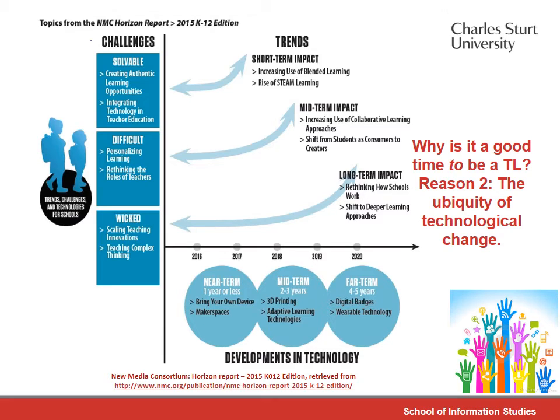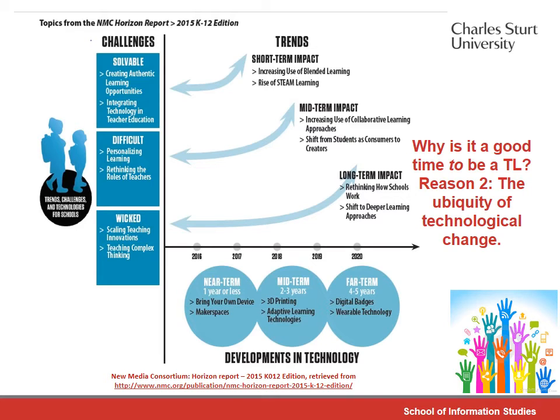This is another reason why it's a good time to be a teacher librarian. You know, I was saying there were two really good reasons. The first one was the prevalence of inquiry skills, and reason two is the ubiquity of technological change. Ubiquity is a big word, it just means it's everywhere, but it sounds good. It provides another pressing reason why now is a great time to be a TL, because TLs can develop expertise in the uses of technology to support the curriculum and lead teachers and students in the discriminating use of technology.